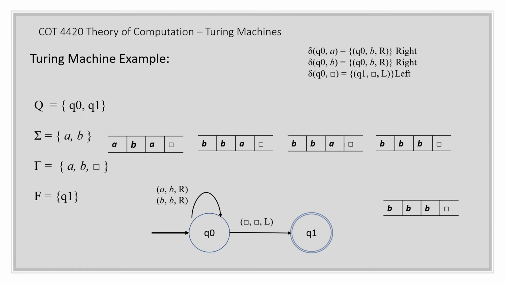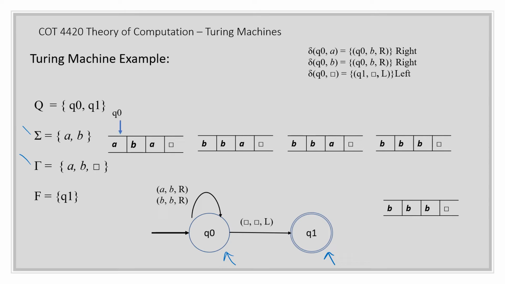All right, so here is an example of a Turing machine and the different moves you can do with a Turing machine. So we have two states, Q0 and Q1. Q1 is an accepting state. So you can see over here it's defined. Our alphabet is A, B. Our tape alphabet is A, B, and a blank. And so these are our three transitions.